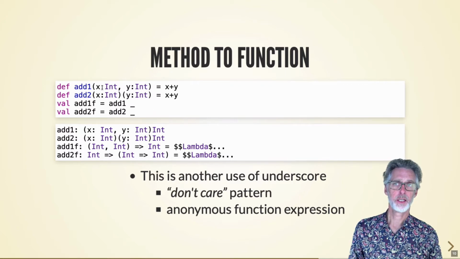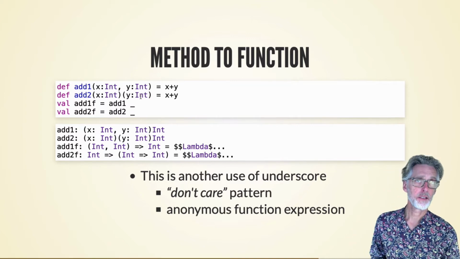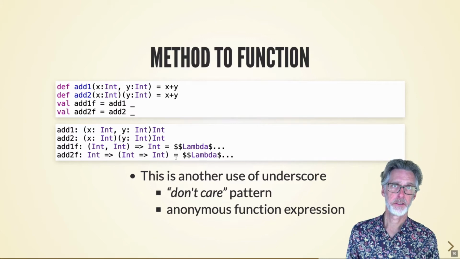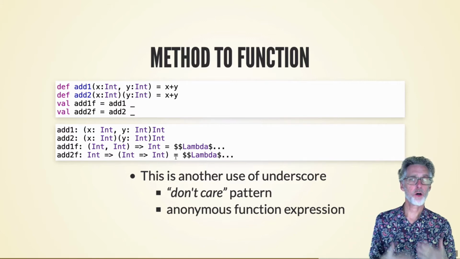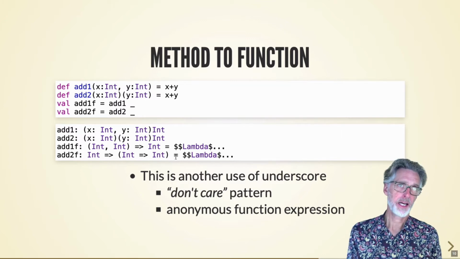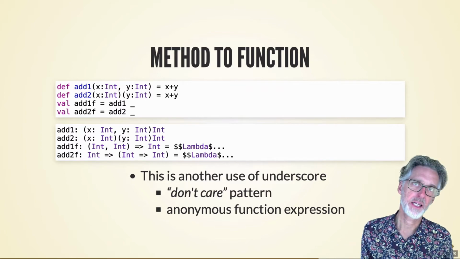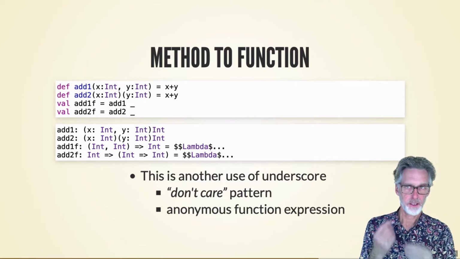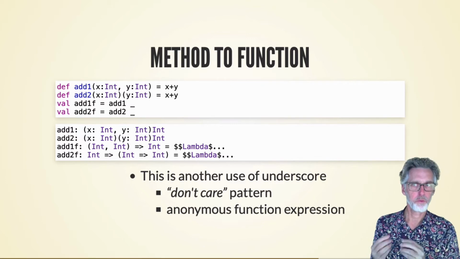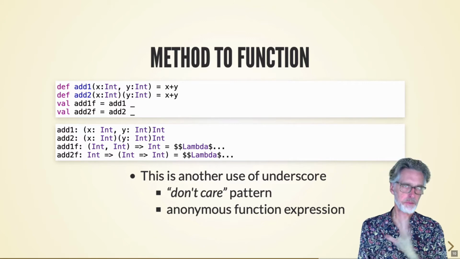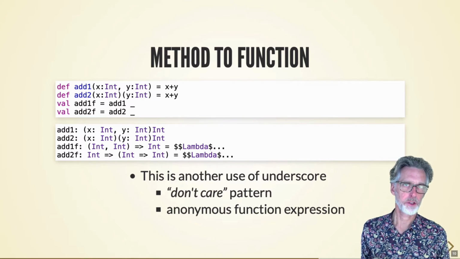So add1 here takes a pair of integers, and that turns into a function that expects a pair. Add2 was a curried method, and when I convert it, it becomes a curried function. In certain contexts, Scala will automatically do this conversion. And so it sometimes seems like methods and functions are the same thing, but they're not. Under the hood, Scala's converting when necessary. If a function is expected and a method appears, sometimes it'll accept it and it will perform this conversion.